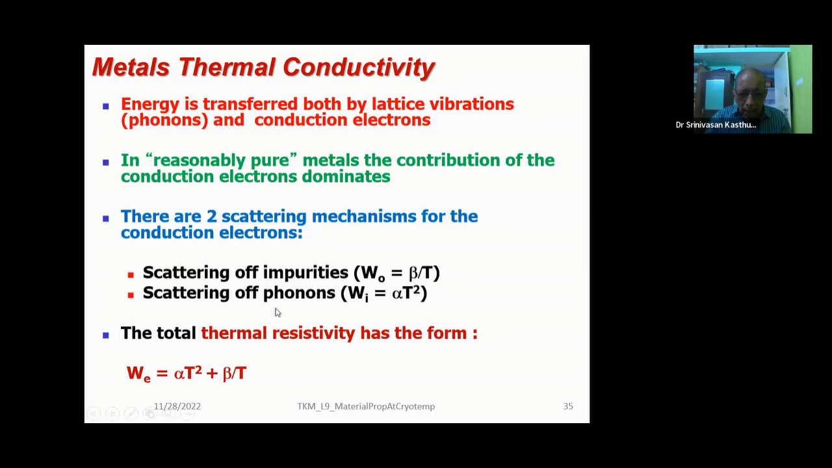Whereas the scattering due to phonons is a constant multiplied by T squared. Now, if you take these two terms into account, the thermal resistivity for the heat transfer through the material has the form W total equals alpha T squared plus beta by T. So it is of this form.